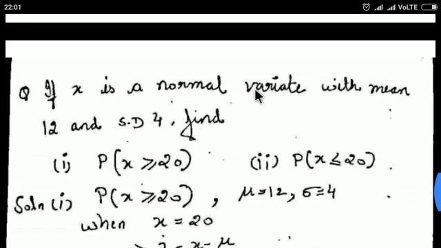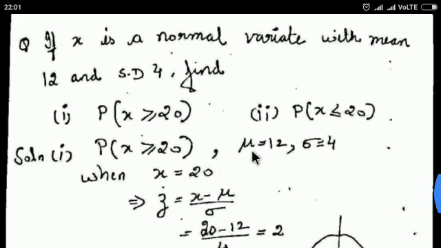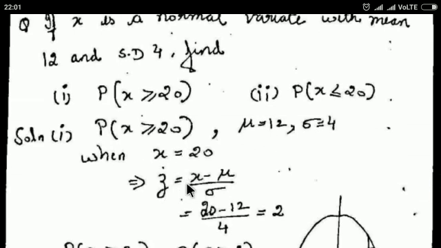Let's look at this question. If x is a normal variate with mean 12 and standard deviation 4, find probability of x greater than or equal to 20 and probability of x less than or equal to 20. Now here x is a normal variate. We need to convert it into a standard normal variate so that I can use the curve. Now it's given mu is 12, mean is 12, and standard deviation sigma is 4. So when x is 20, z needs to be calculated. Z is x minus mu by sigma. So 20 minus 12 by 4, which is 2.